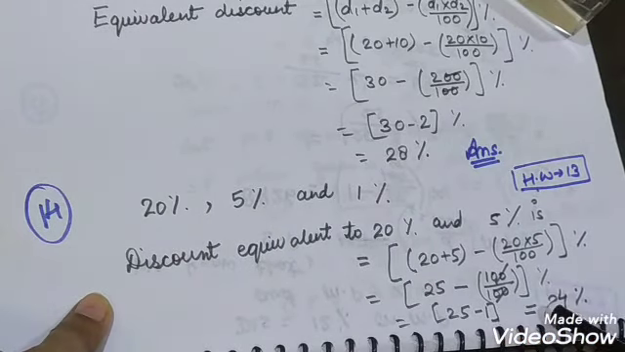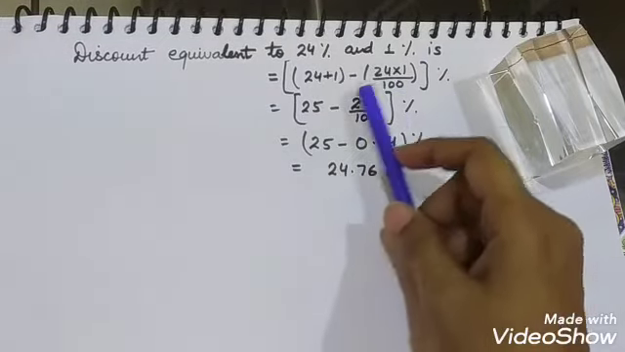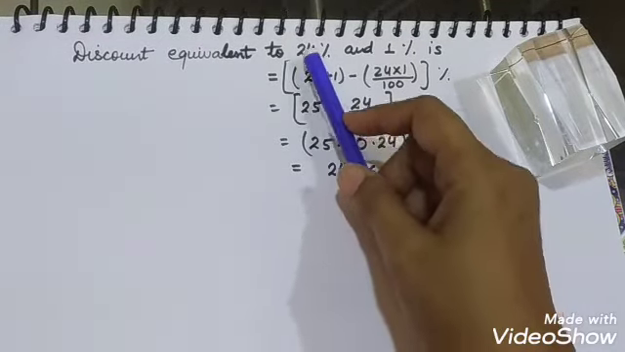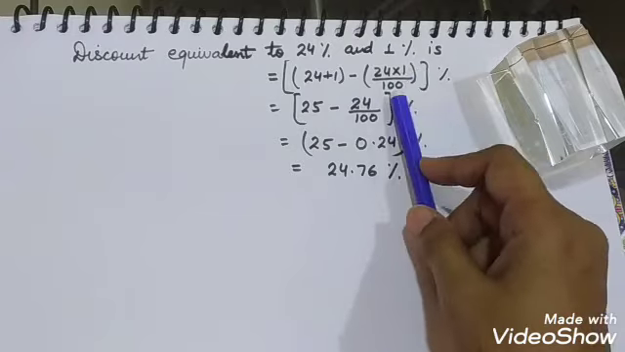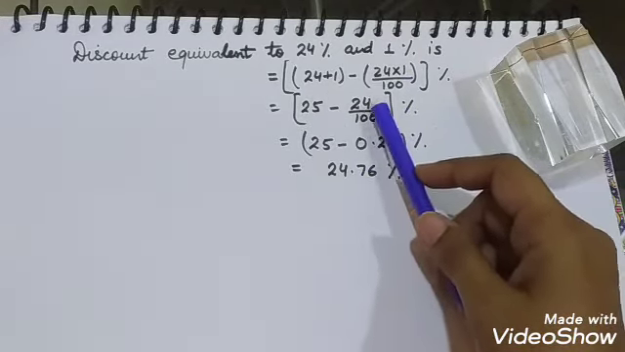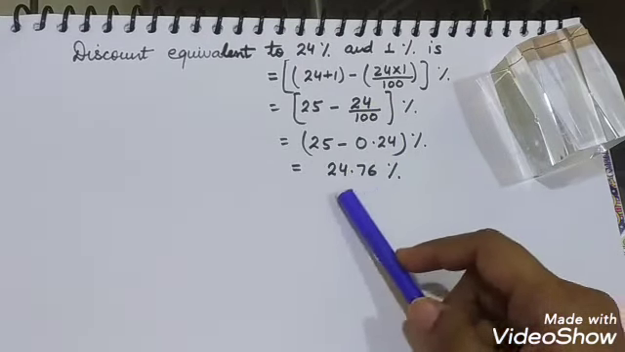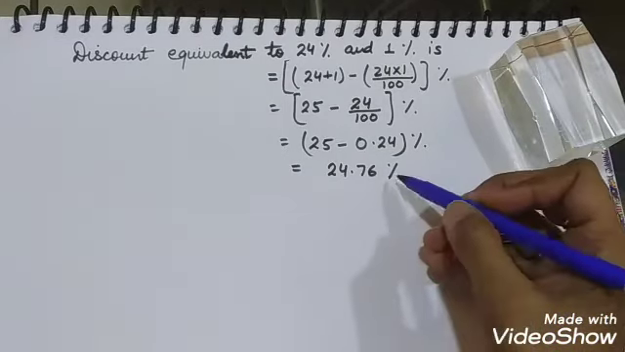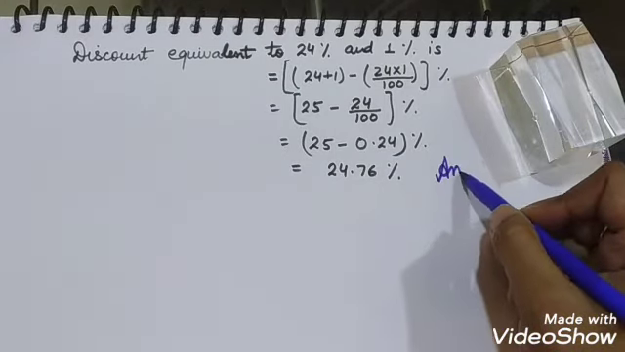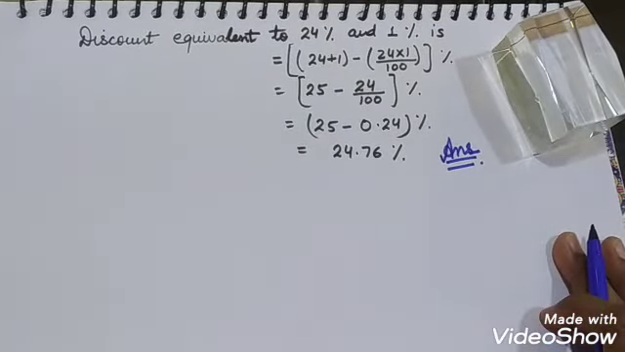Now we will calculate between 24 and 1%. I have written over there the discount equivalent to 24% and 1% is D1 plus D2, 24 plus 1, minus 24 into 1 upon 100. When we add, it becomes 25. 24 divided by 100 will give you 0.24, and when it is subtracted from 25 it will give you 24.76%, and that is your answer of question number 14. Okay.